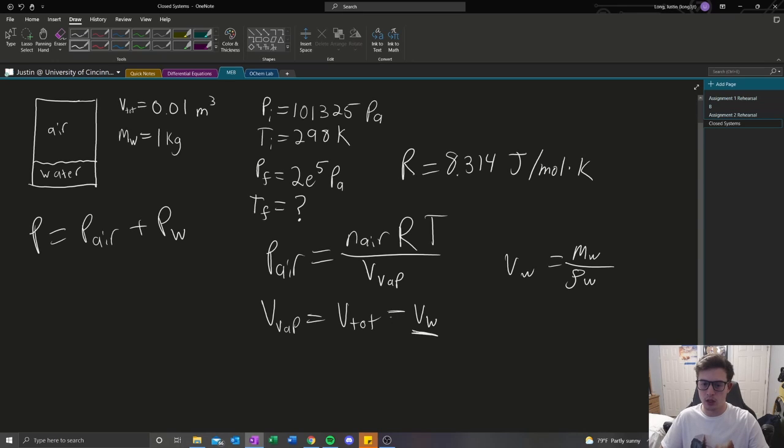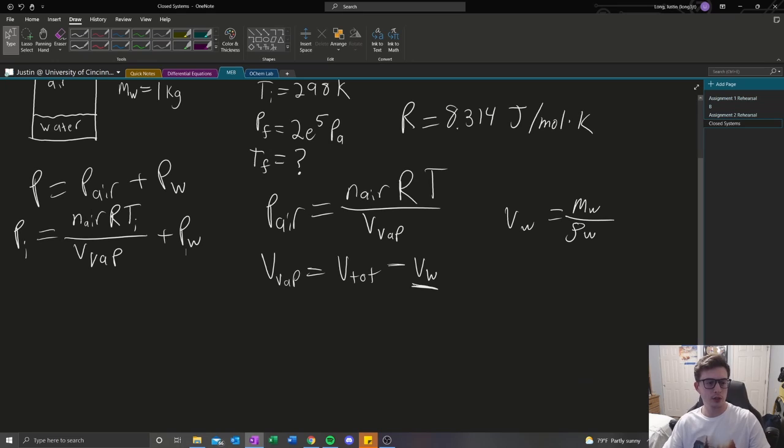And so now we know the volume of the water, and now we know all the parts that are super relevant in this equation. So we can go ahead and apply our partial pressure equations and plug in our initial conditions. So we know the initial pressure is equal to the moles of air times the gas constant times the initial temperature over the volume of the vapor pressure, and then plus the partial pressure of the water.